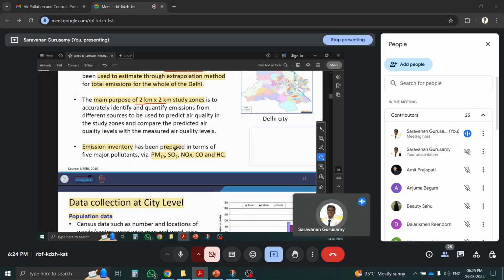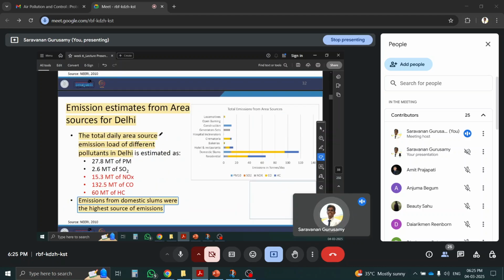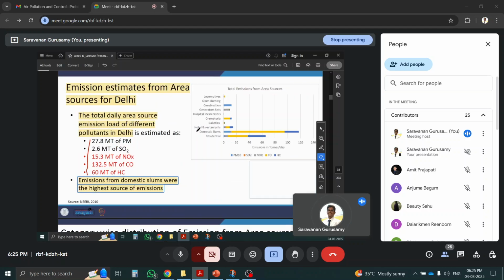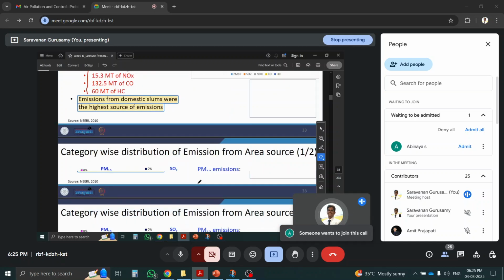So the inventory was also prepared in terms of the same five pollutants for the whole city. For the whole city, we need the population data, fuel consumption data. Then the total daily area source emission load of different pollutants in Delhi was estimated. So these are all the factors, or the source emission load. So the emission from the domestic slums are the highest source of emissions. So you can see here, domestic slums have highest emission from area source.